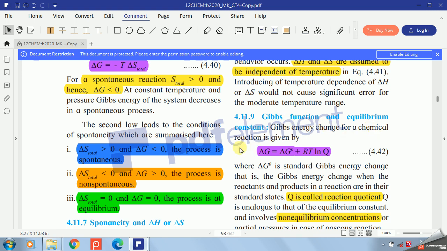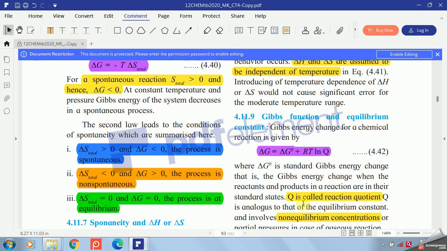Then Gibbs function and equilibrium constant. So delta G is equal to delta G0 plus RT ln Q. Here delta G is the change in Gibbs energy, and delta G0 is the standard Gibbs energy change. So if there is a 0 or degree sign, then it is the standard value, like delta H0. So for this, your reactants and products are in standard state.